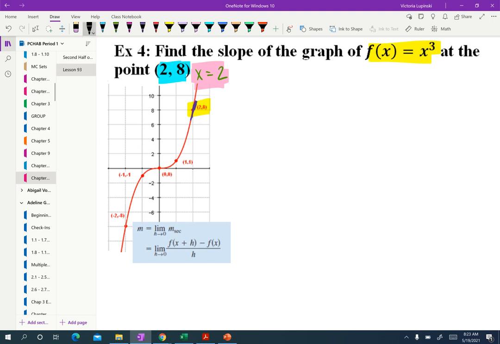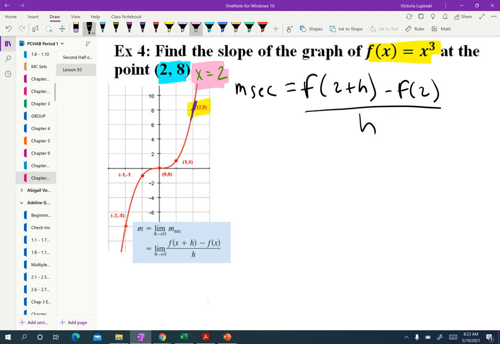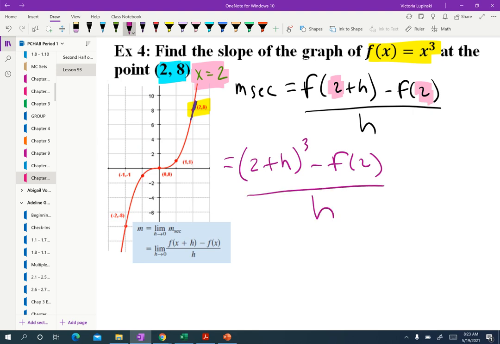So you're going to go ahead and start. The formula for the slope of the secant line is equal to f of 2 plus h minus f of 2 all over h. And again, you're specifically using the value of 2 because they're asking you to do this at a specific value. When you go ahead and do the next step, you're going to find f of 2 plus h. So if you're going to find f of 2 plus h, that means you're going to go to the f function. Everywhere there's an x, you're going to put a 2 plus h, which means you're going to have to cube it. Then minus f of 2 all over h.